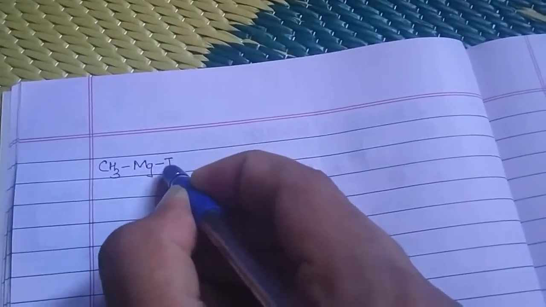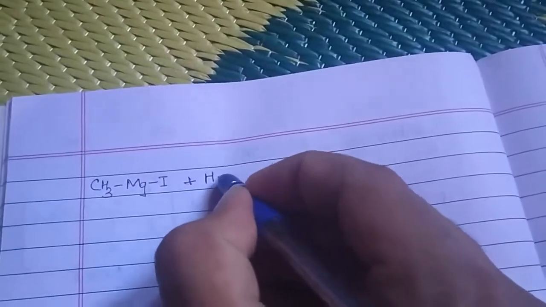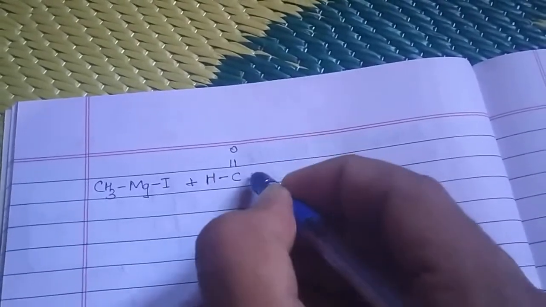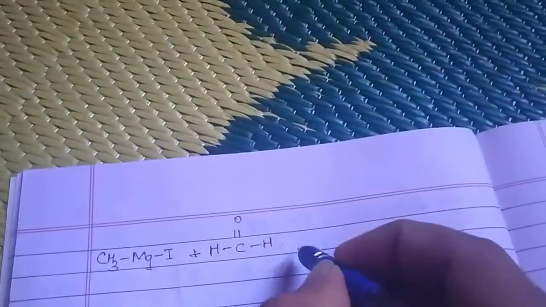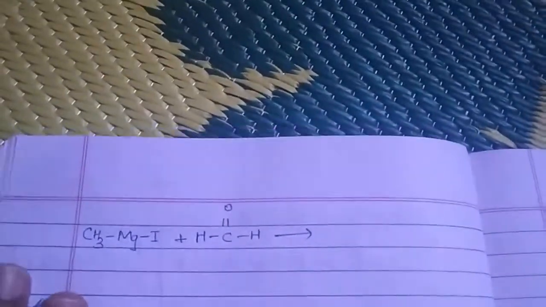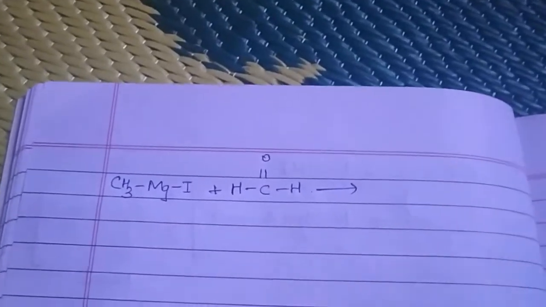CH3MgI plus HC double bond OH. Okay, so do the reaction. Don't get panicked whenever you are given a question. You just try to take this reaction in a general format.